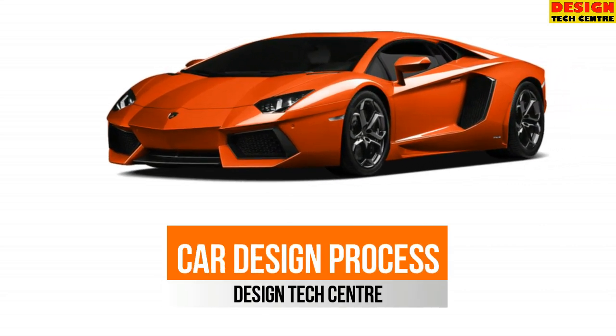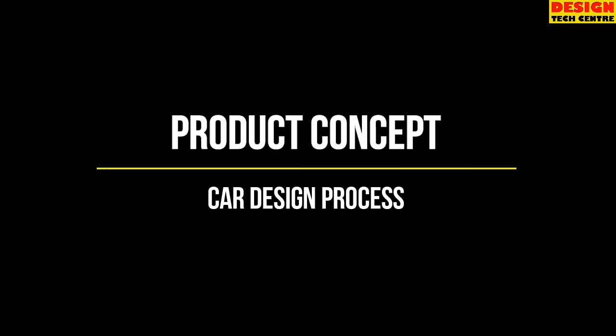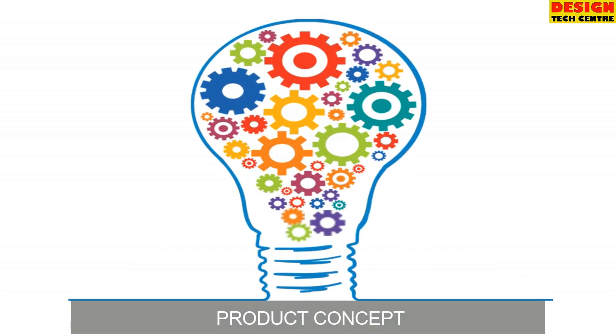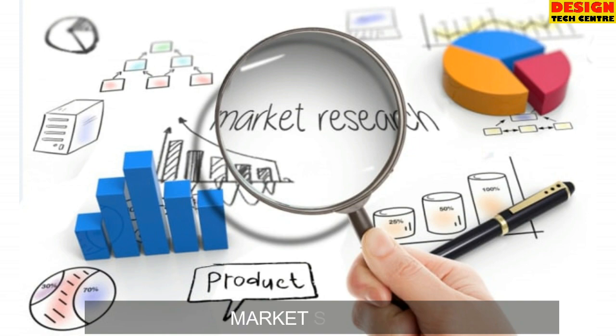Let's learn about the steps involved in the car design process. The car designer starts with a product concept developed by the product planning department. Information is received from market surveys. Designers take their ideas for a car that matches the conceptual plan and begin working to transfer these ideas into a design.